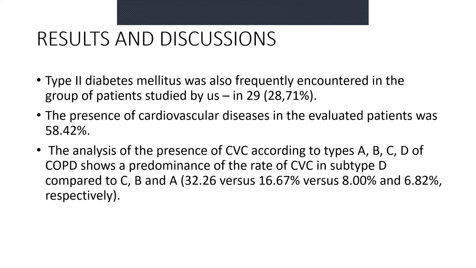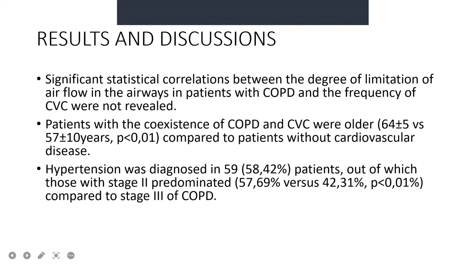The presence of cardiovascular disease in the evaluation by a patient of 58%. The analysis of the presence of cardiovascular comorbidity according to type A, B, C, D of COPD show a predominance of the rate of cardiovascular comorbidity in subtype D compared to C, B, and A. Significant statistical correlation between the degree of limitation of air flowing in the airway in patients with COPD and the frequency of CVC were not relevant.